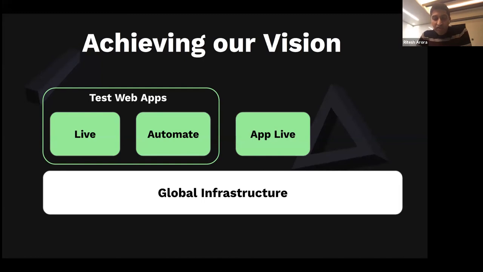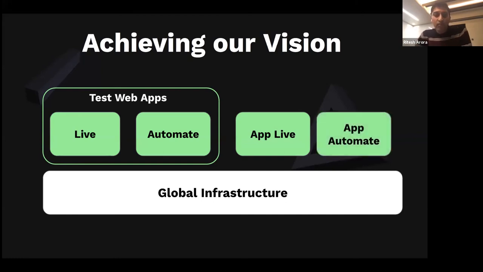Then came App Live, which is a similar product to Live, but more specialized towards app developers. During COVID-19, this has seen a huge increase and a huge demand, and this is our fastest growing product in our lineup. And then comes App Automate, which is again similar to Automate testing, but more tailored towards app developers, enabling them to test their apps with speed and large scale in their CI/CD environments.